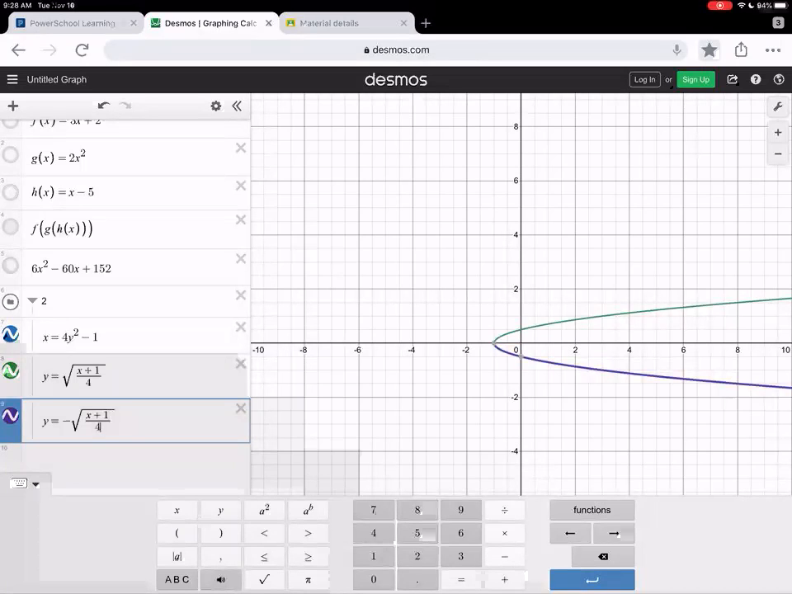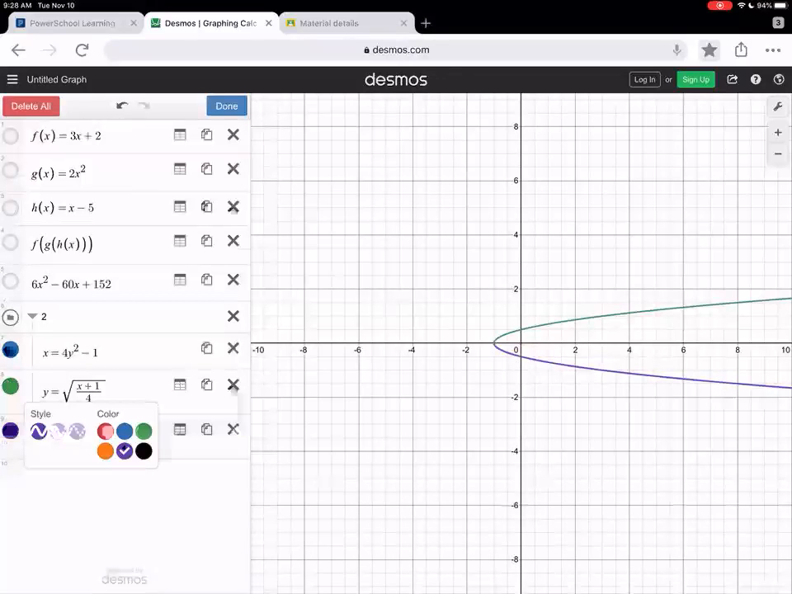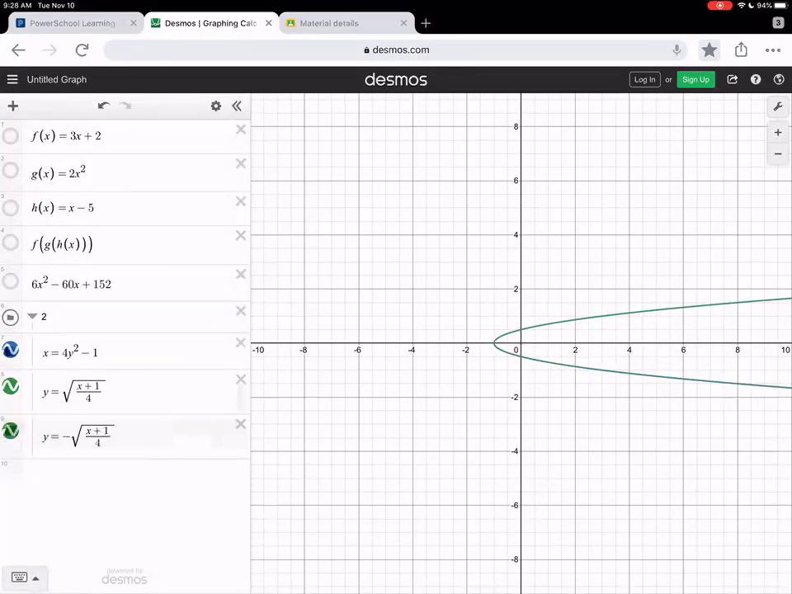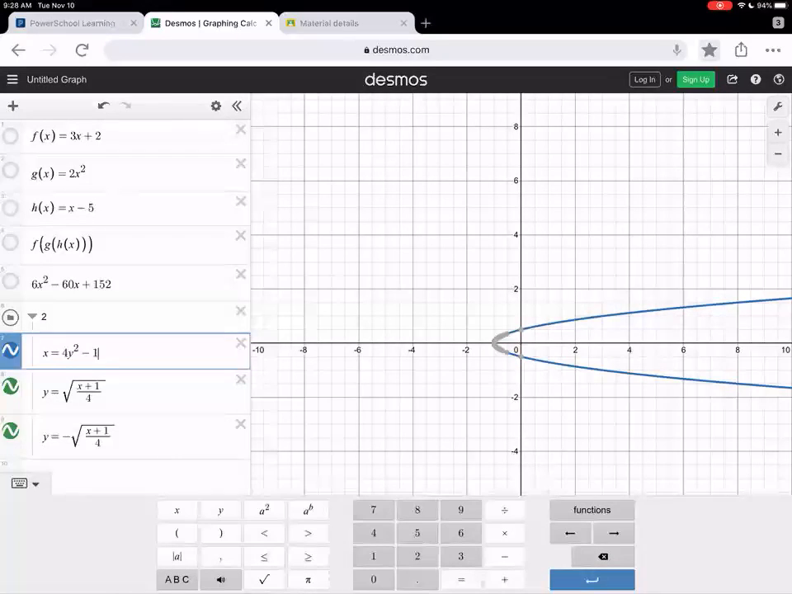There we go. It matches. So we did it correctly. I can change this to green so you can see the whole thing now, and green as it compares to the blue. So it matches. Okay, so that was number 2.